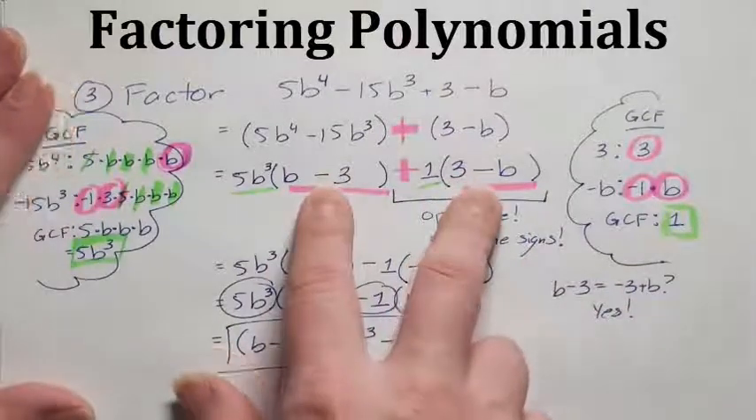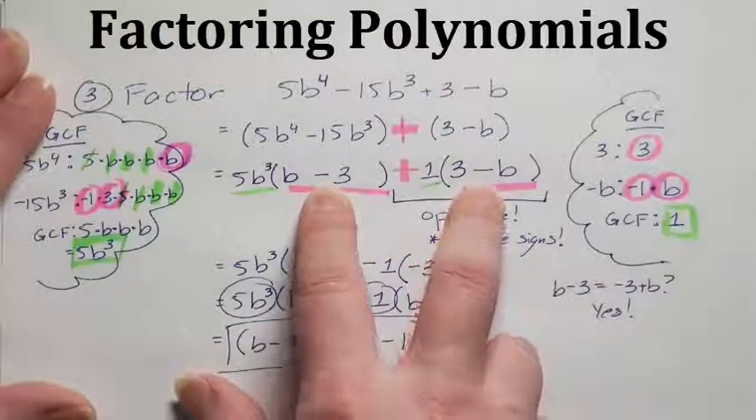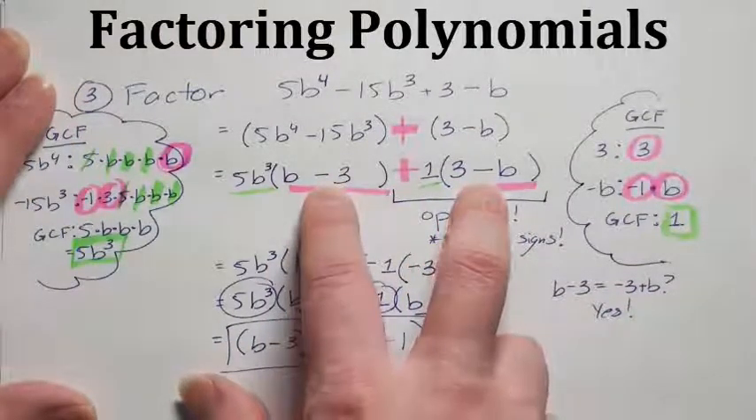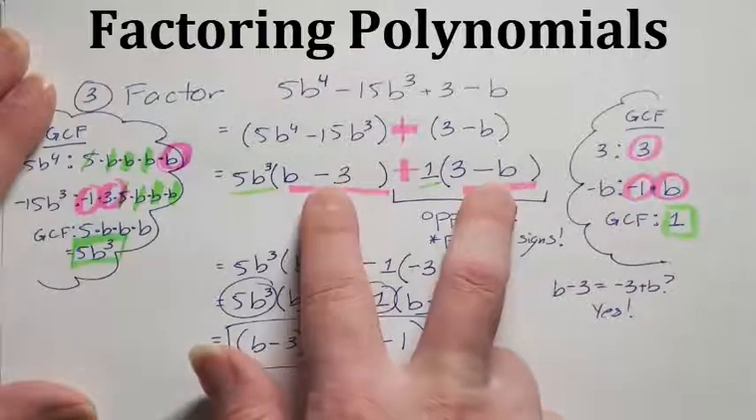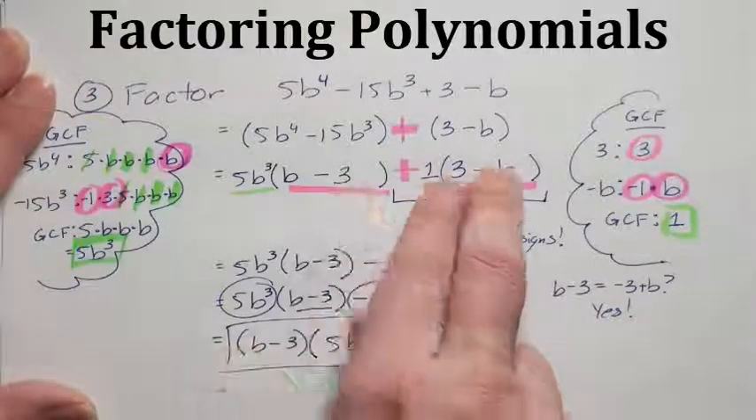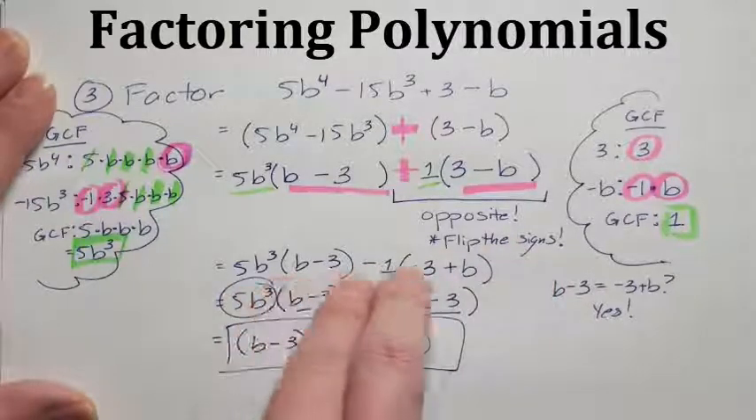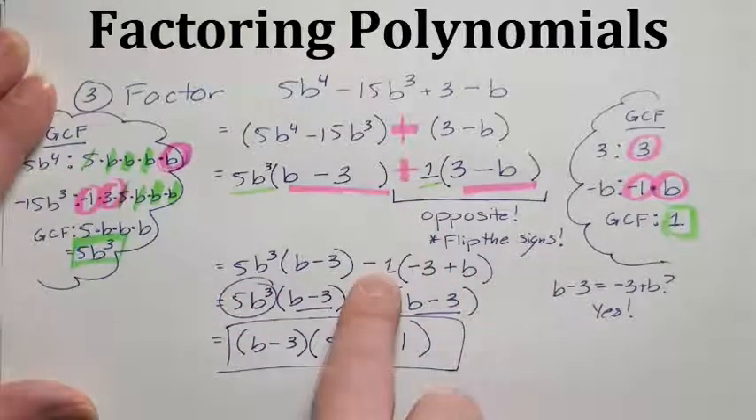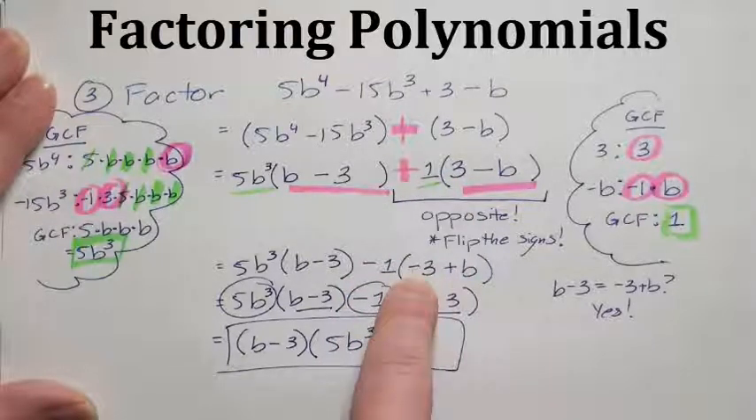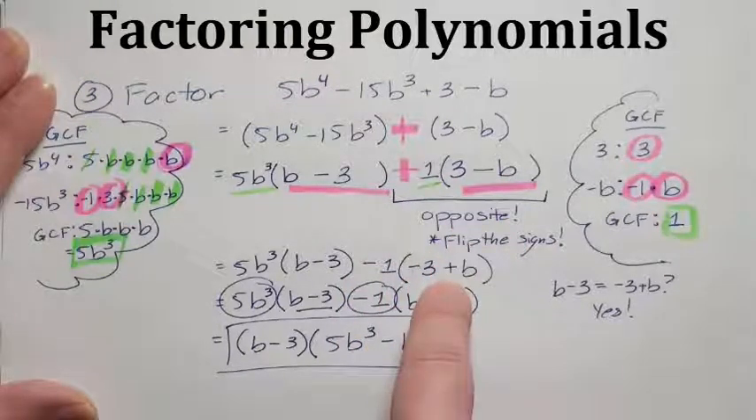The parentheses had to be the same. If they weren't, you had to double check to see what you did wrong. These are very, very close to being the same. These happen to be opposites of one another. So we had to take the opposite of that last half. So when we took the opposite of the last half, positive 1 was a negative 1, positive 3 was a negative 3, negative b turned to a positive b.